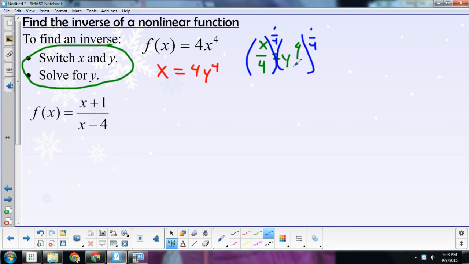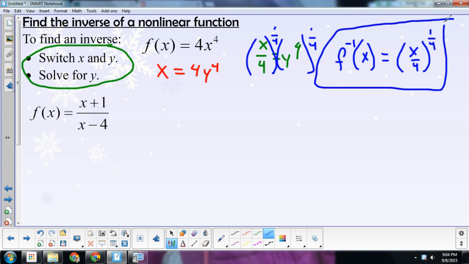So when I'm all done, instead of writing y, typically if it starts in function notation, you'll see this too: the f inverse of x. So a little -1 doesn't mean it's an exponent, it's just, again, a symbol. This denotes that we're looking at the inverse of function f. And that inverse would be x over 4 to the 1/4 power, or if you want to write that as the fourth root of x over 4, that would also be acceptable.